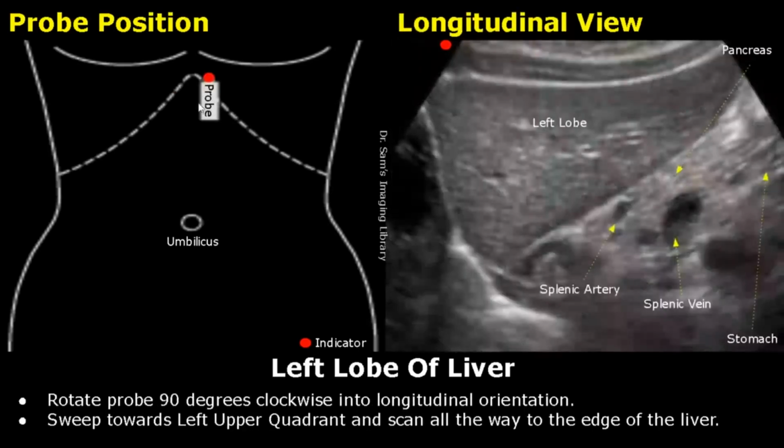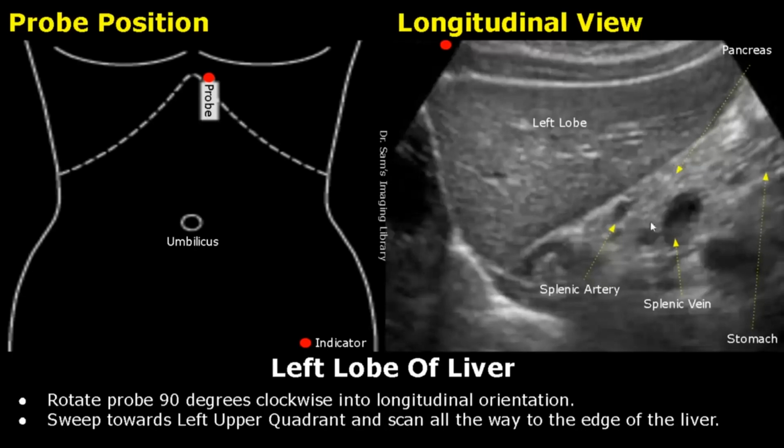Next, rotate the probe 90 degrees clockwise. Now the indicator is directed towards the patient's head and the probe is in longitudinal orientation. Move a little to the left of the midline and scan the left lobe thoroughly all the way to the edge of the liver. You will also see the pancreas posterior to the liver.